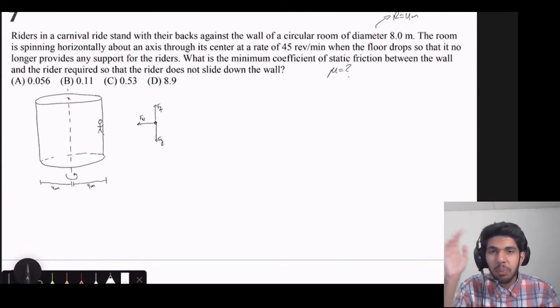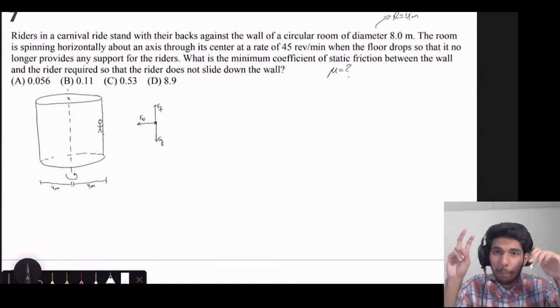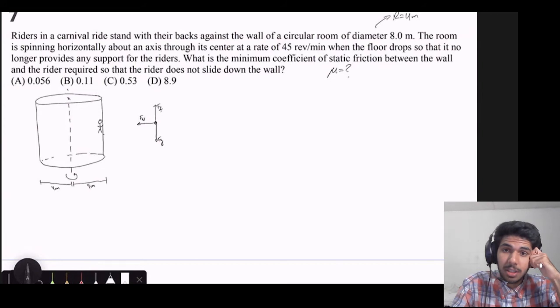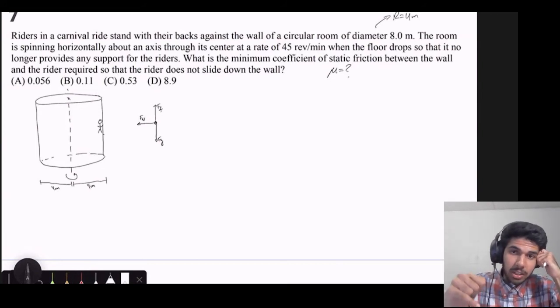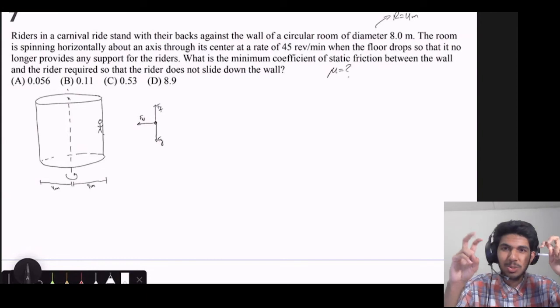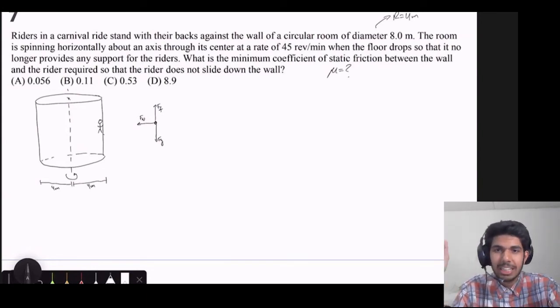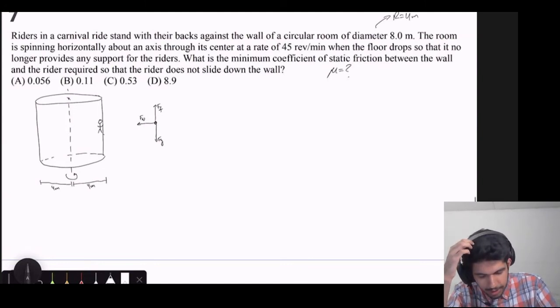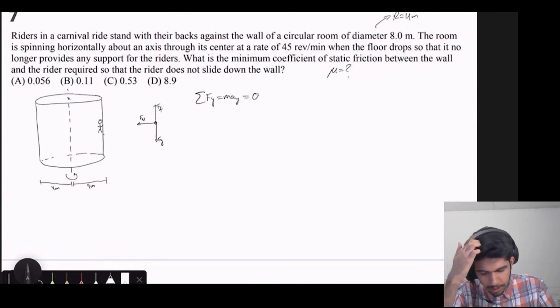So, we want the rider to be balanced, right? When the floor drops, we want them to be balanced. They should be clinging onto the wall for dear life. But what am I trying to get at? I'm trying to say that they should not be accelerating in the y direction. If they were, they're probably falling down, or the friction is too strong that it's pulling them upwards, but we don't want that to happen. We want them to stay where they are. So there should be no acceleration in the y direction. So if we sum the forces in the y direction, that should be equal to 0.